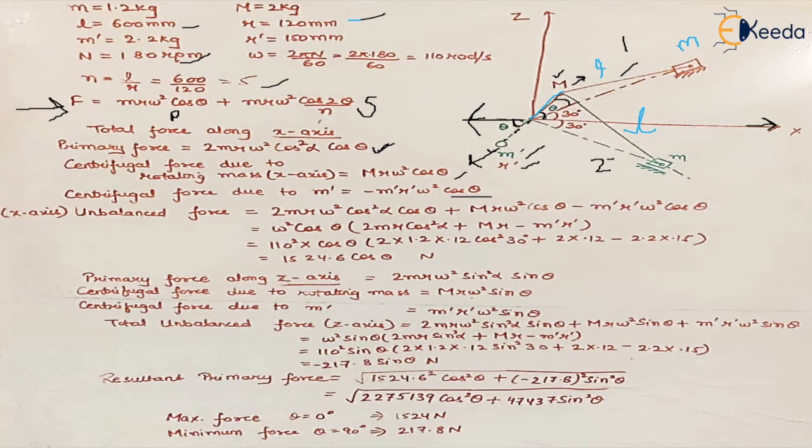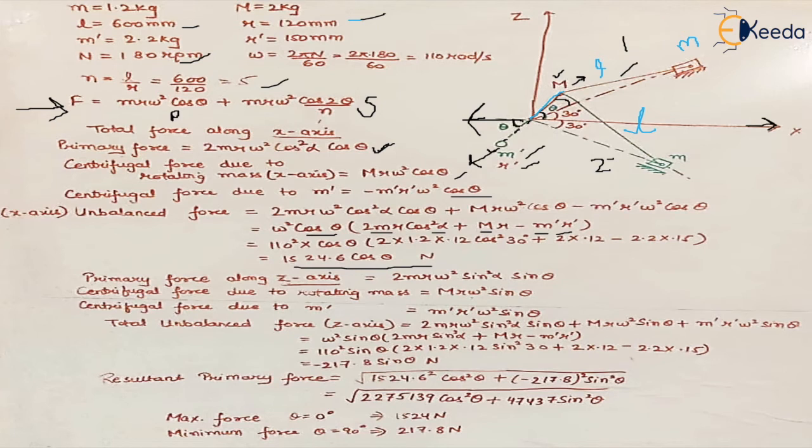So we add them, we take all the common factors out, which is omega square cos theta, and we know all the values. We know alpha is 30 degrees, capital M is given, which is 2 kilograms, small m is given, which is 1.2 kilograms, and m dash is 2.2 kilograms, r dash is 150 mm. So we place the values and this is what we get. And theta is unknown. We do not know the value of theta, right? That we have to calculate. So this is the unbalanced force along the x-axis.